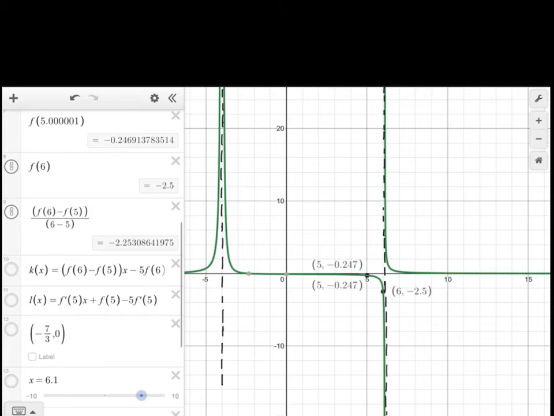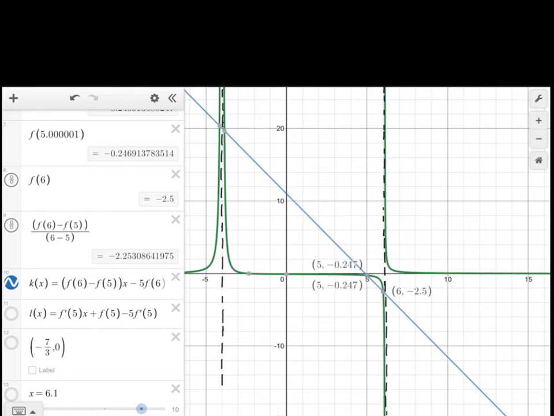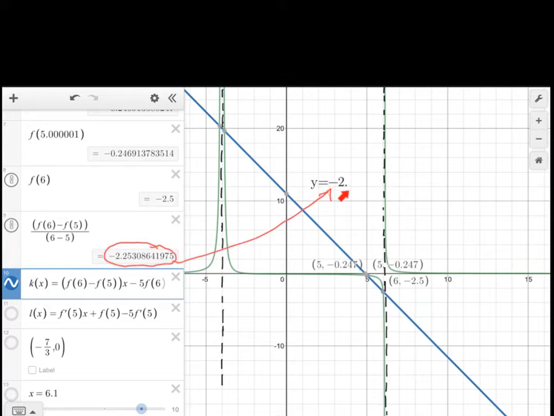Right? So where's that? Right here. If I were to draw a line, the slope of this line that goes through those points would have that slope right there. So it would be negative 2.25308641975. Okay, so if I were to write the equation of this line here, this blue line, it'd be y equals negative 2.253 and so on x plus 11.019.